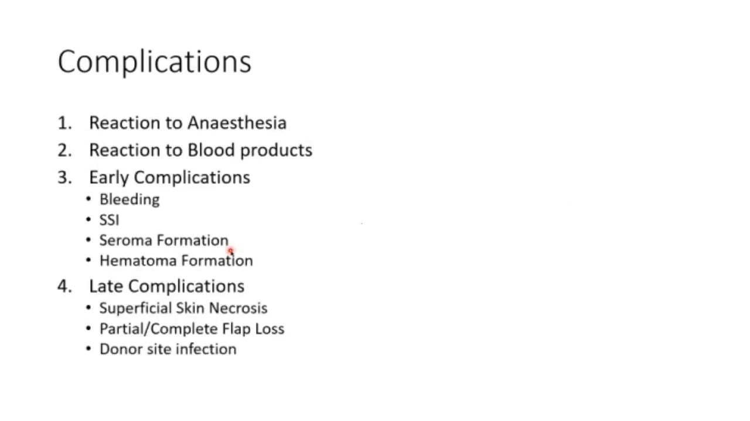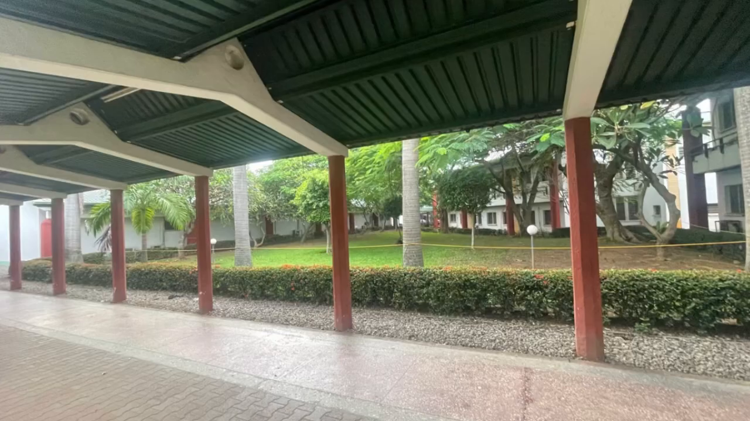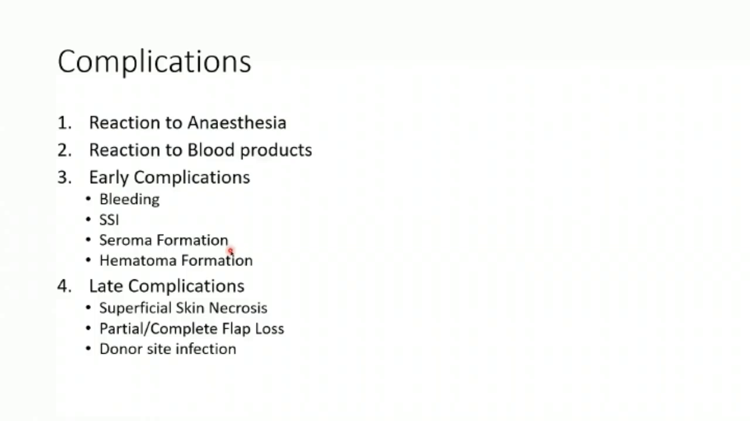Possible complications that could occur from flap surgery include reaction to anesthesia, reaction to blood products if there's a transfusion ongoing as well. Could also have early and late complications. Early complications include things like bleeding, surgical site infections, seroma formation, hematoma formation. Late complications include things like superficial skin necrosis, partial or complete flap loss, donor site infection. To prevent these complications, adequate preparation and planning of the surgery is encouraged.